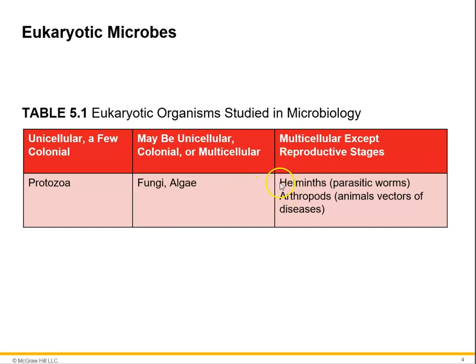And then these guys we'll talk about a little bit. Helminths, the parasitic worms. Lots of interesting parasitic worm infections that affect humans. Those are multicellular except for the reproductive stages, so things like the eggs of the worms might be single cell, but the organism itself eventually develops to be multicellular. And we'll touch a little bit on arthropods, just because they happen to be vectors of disease. They are an animal that can carry a disease from one place to another.